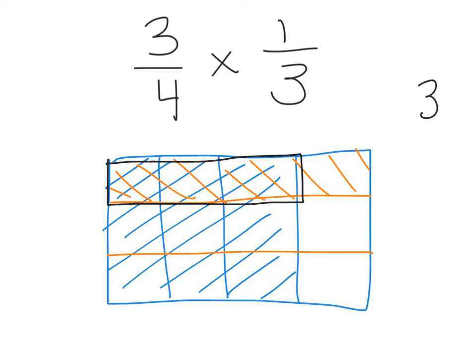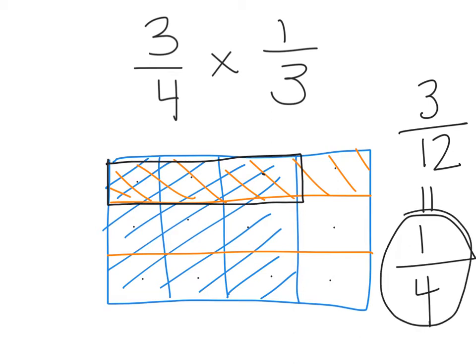So there's 3 squares out of now a total of 1, 2, 3, 4, 5, 6, 7, 8, 9, 10, 11, 12 squares. 3/12. I can simplify that by dividing the top and the bottom by 3 to get 1/4.